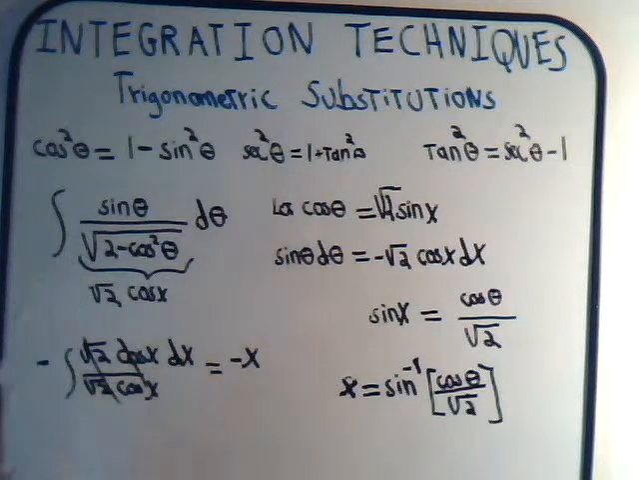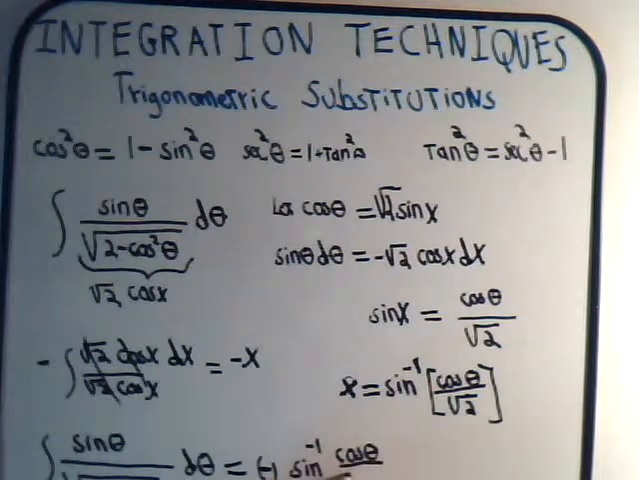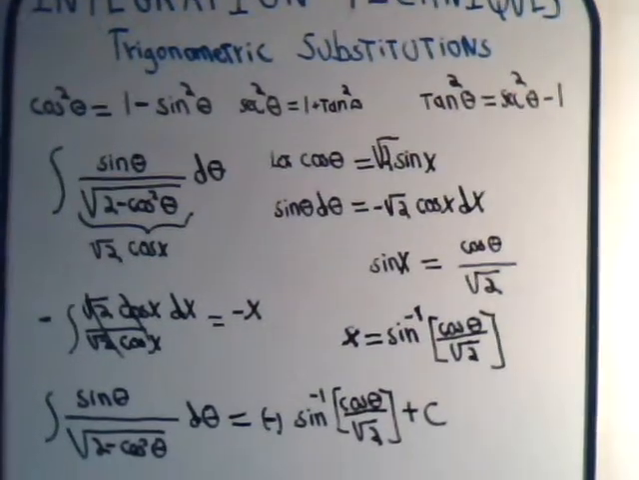So finally we can say with our original integral here of the sine of theta divided by the square root of 2 minus the cosine squared of theta d theta equals minus x, so that will be minus the inverse sine of the cosine of theta divided by the square root of 2 plus an arbitrary constant of integration. Let's move this up here.